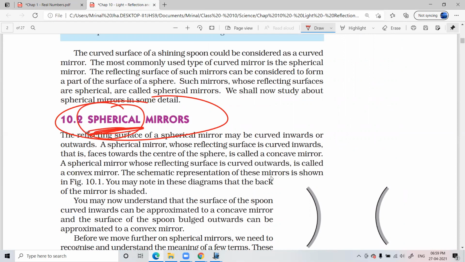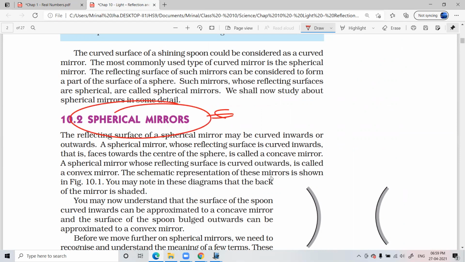So does anybody know why we call them spherical mirrors? What does a sphere have to do with mirrors? No? Okay, think about it. I'll explain this in the next class tomorrow.